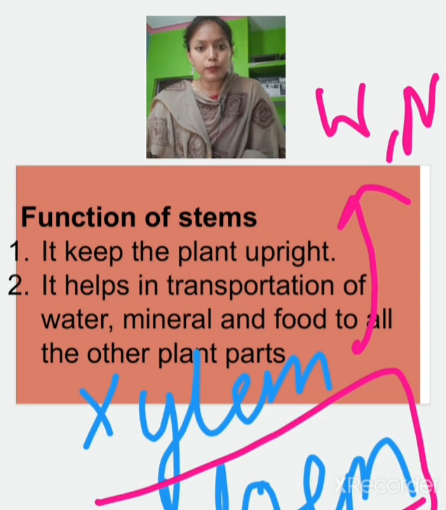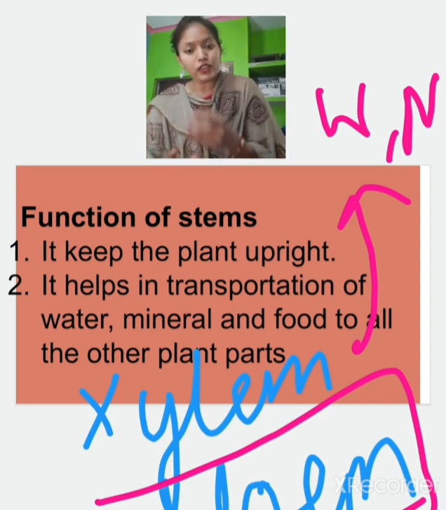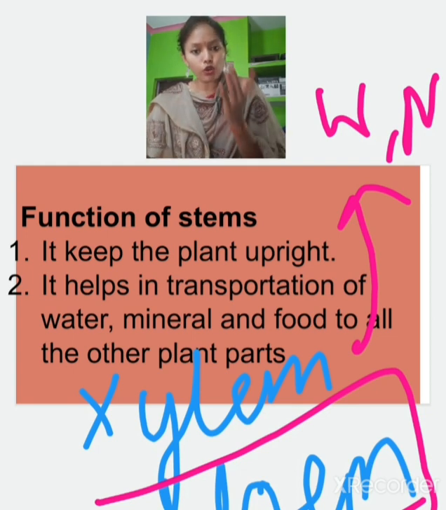Where is food prepared? Food is prepared by the leaves. So from the leaves, it is transported to all parts of the plant.